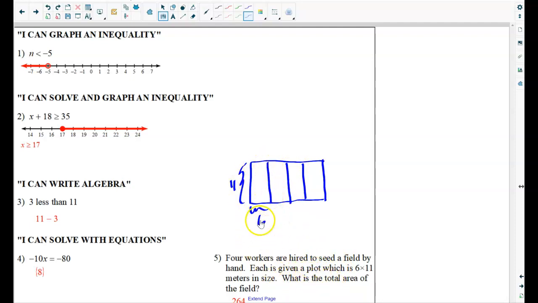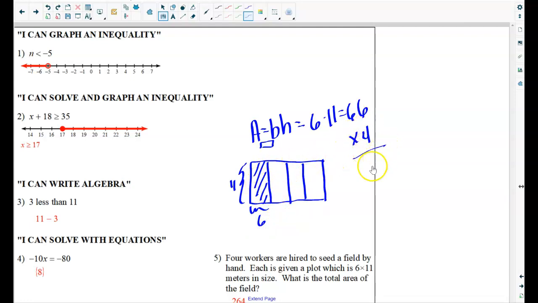So the area of a rectangle is base times height, right? Of a rectangle. So that would be 6 times 11. Okay. So that gives me this. But I've got another 3, right, or 4 total. So then I can multiply by 4 and get my 264. Let's go and continue.